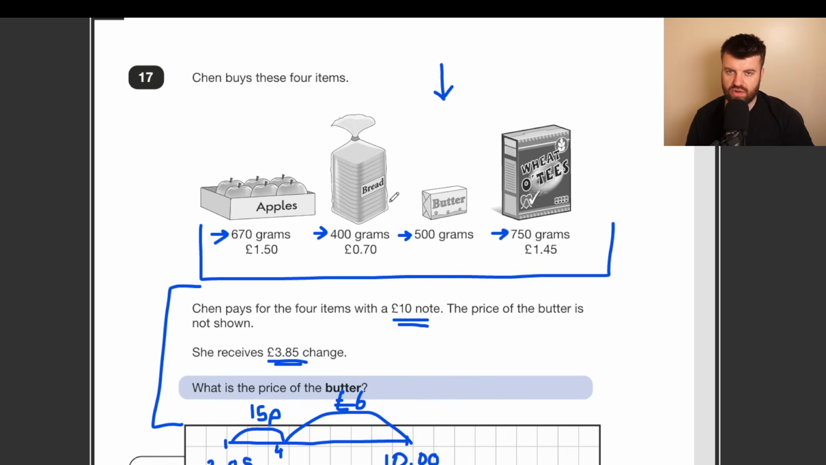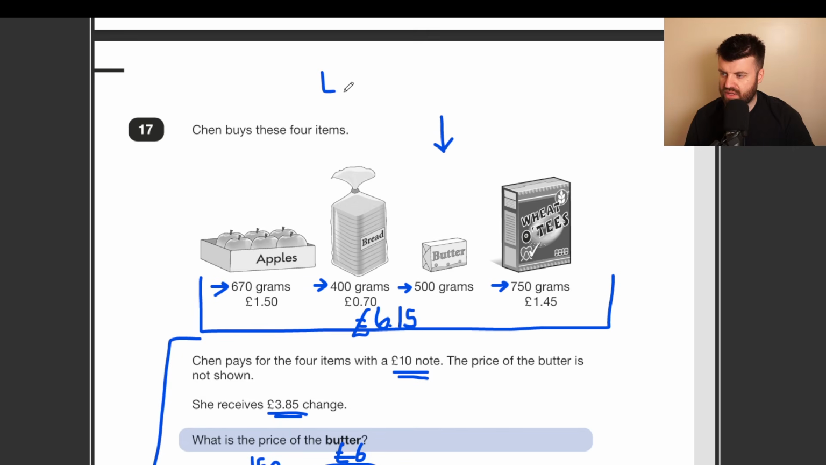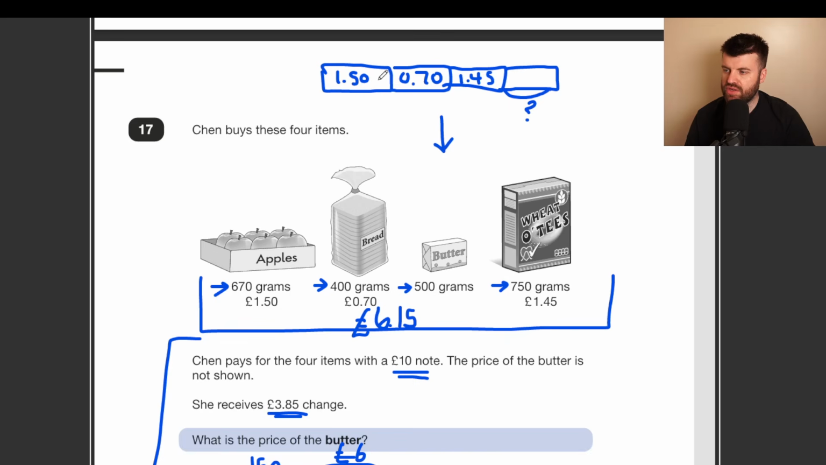Now I've kind of created my own question because I knew £6.15 is the total for all of this. And again, I'm going to draw a little bar model at the top because we've got the apples, £1.50. We've got the bread, and it's written down as £0.70. I'm going to keep it all as decimals, even though it's 70p. The butter we don't know. I'm going to leave that blank. But we do know the cereal is £1.45. And then I'm going to put the butter at the end because we don't know it. This is what we're trying to work out. But I do know the total amount, including the butter, was £6.15.